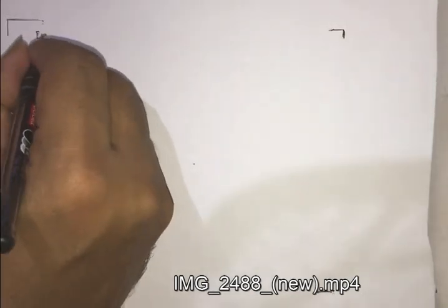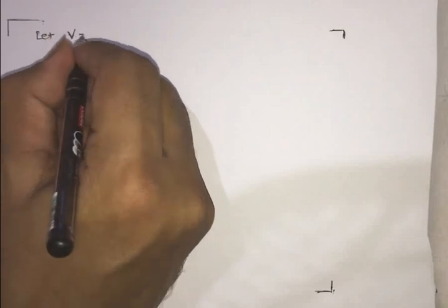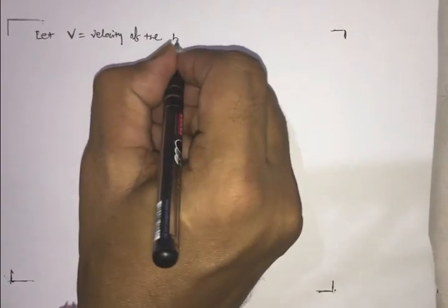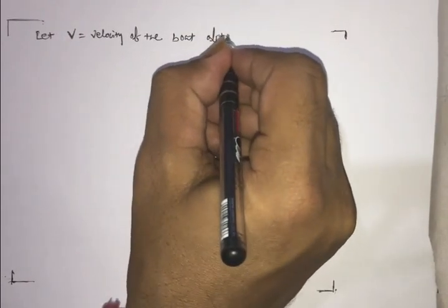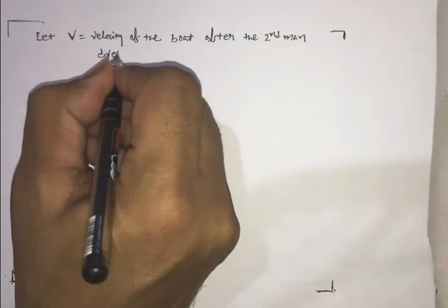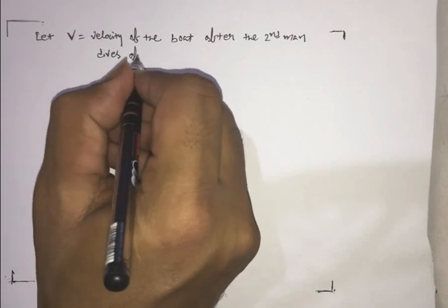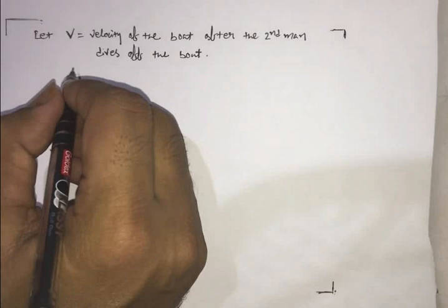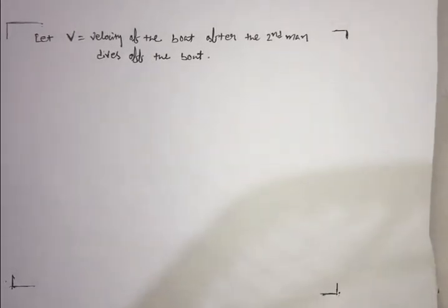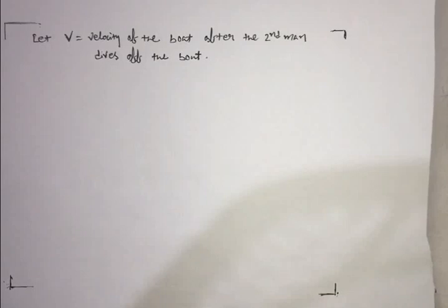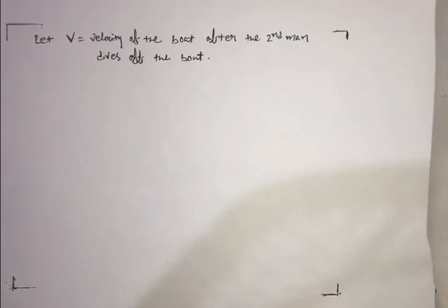Let us consider capital V as the velocity of the boat after the second man dives, that is jumps, off the boat. Again I am saying, here the velocity small v is 4.2 meter per second, the weight of each man, there are two men on the boat, is 80 kg, which is given in absolute units. We have converted it into gravitational units, that is 80 kg weight. Then we have considered capital V as the velocity of the boat after the second man dives off the boat.